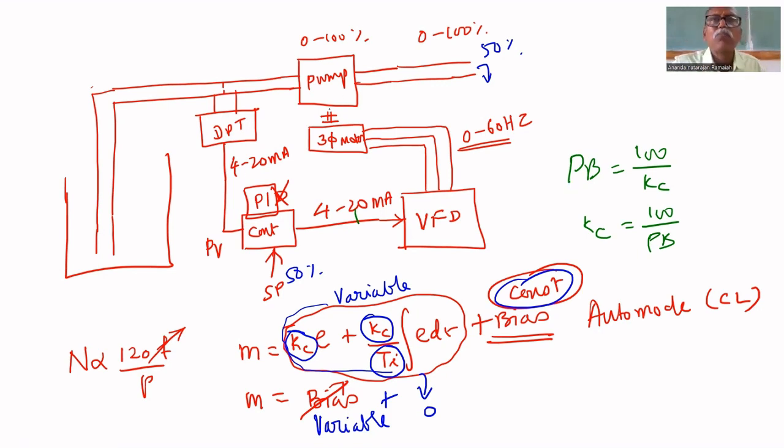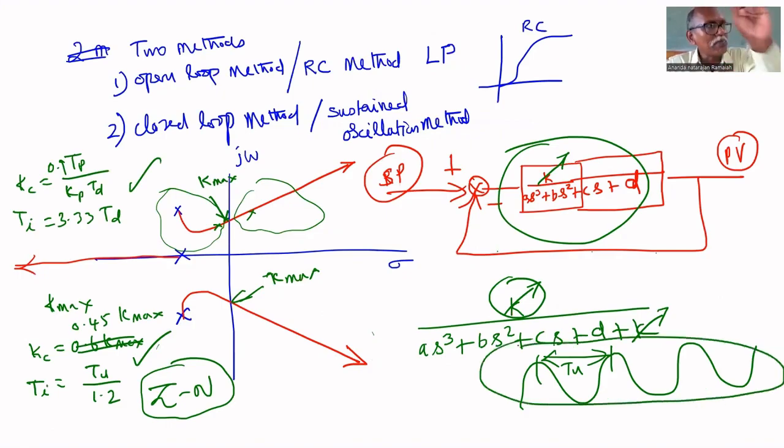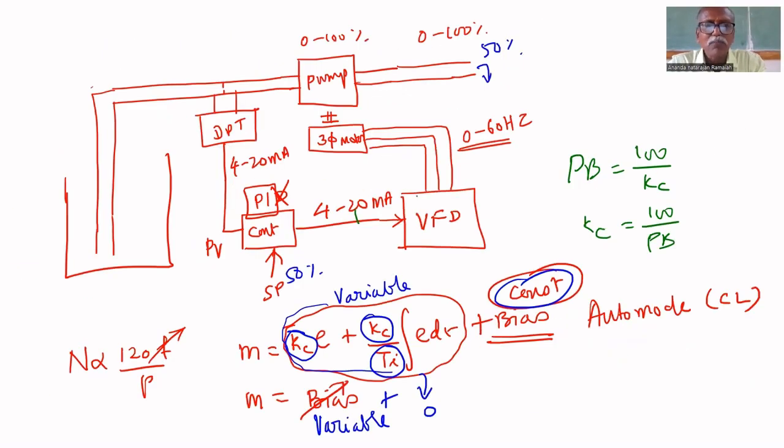Enter it and put a P only controller. Because what are we finding? K-max. We have to find at what value it exhibits sustained oscillation. That's why we put a P only controller. Don't use I mode, only P mode. P only controller means you put a proportional controller.